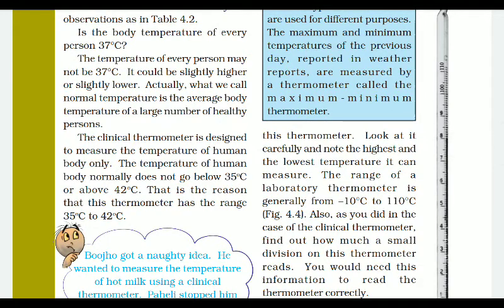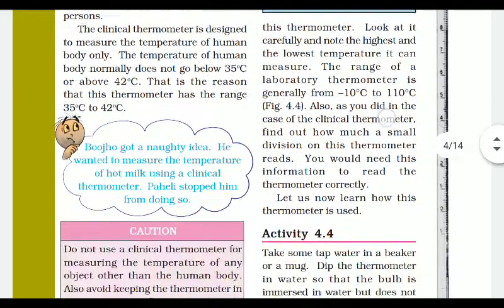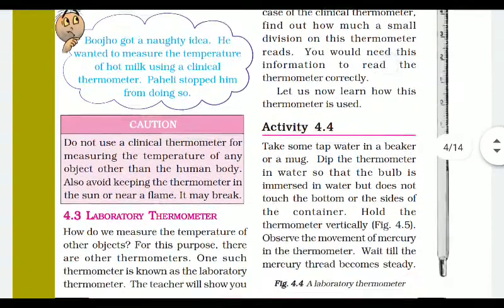Look at this carefully and note down the highest and the lowest temperature it can measure. The range of this laboratory thermometer is generally minus 10 degrees Celsius to 110 degrees Celsius. Also, as you did in the case of the clinical thermometer, find out how much a small division of the thermometer reads. You would need this information to read the thermometer correctly. Now let us learn how to use these things.